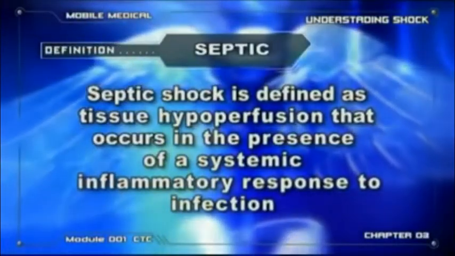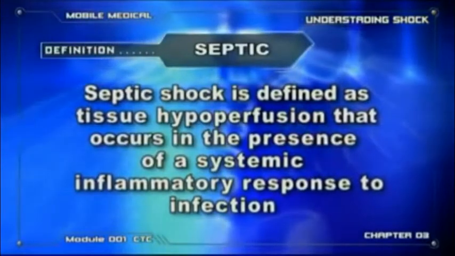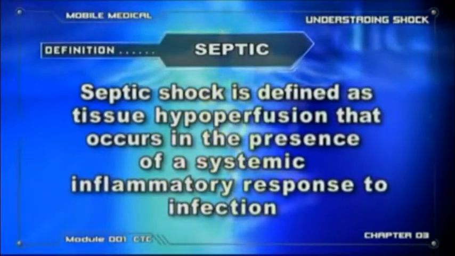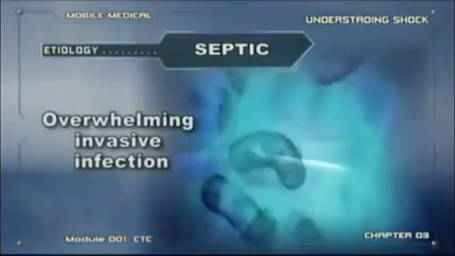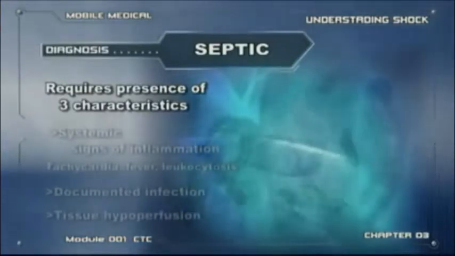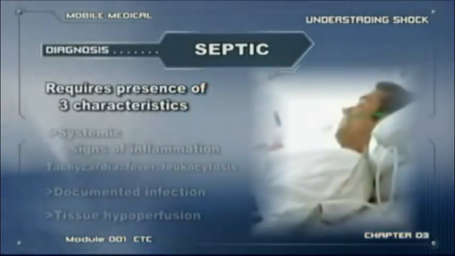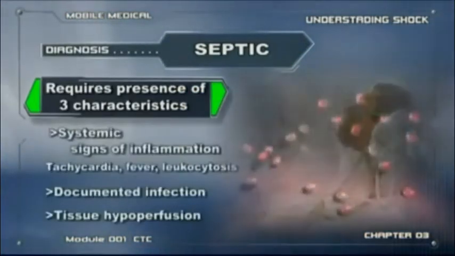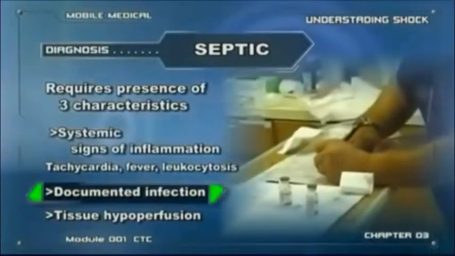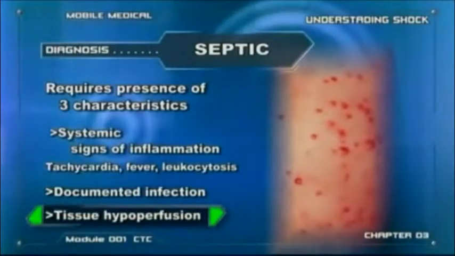Septic shock. Septic shock is defined as tissue hypoperfusion that occurs in the presence of a systemic inflammatory response to infection. The etiology is overwhelming invasive infection. In order to make the diagnosis of septic shock, the patient needs to exhibit three general characteristics: systemic signs of inflammation, documented infection, and tissue hypoperfusion.